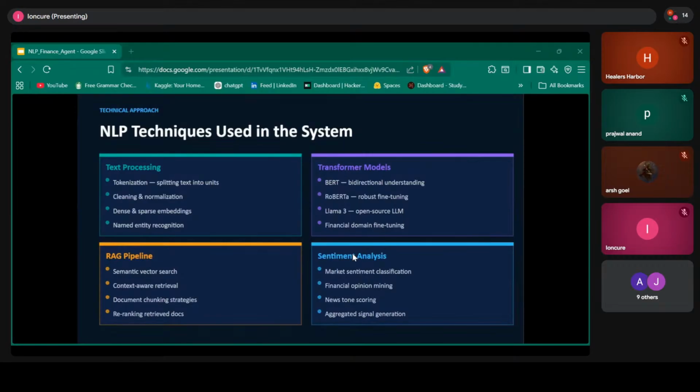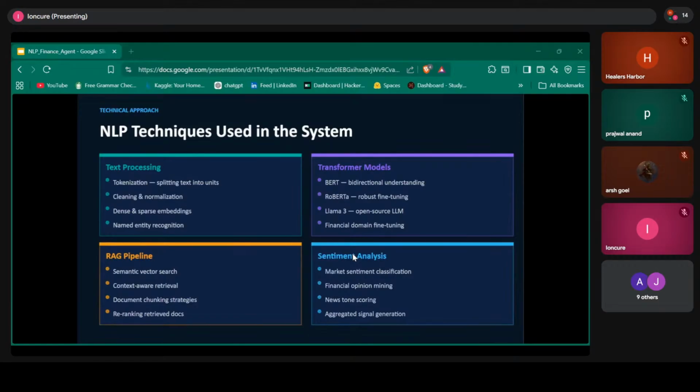At the text processing level, raw financial text is tokenized, cleaned, and converted into dense embeddings that capture semantic meaning. For the core model backbone, we use transformer architectures like BERT and RoBERTa for classification and understanding tasks, Llama 3 as the generative backbone, and then the RAG pipeline is central to the system's accuracy.